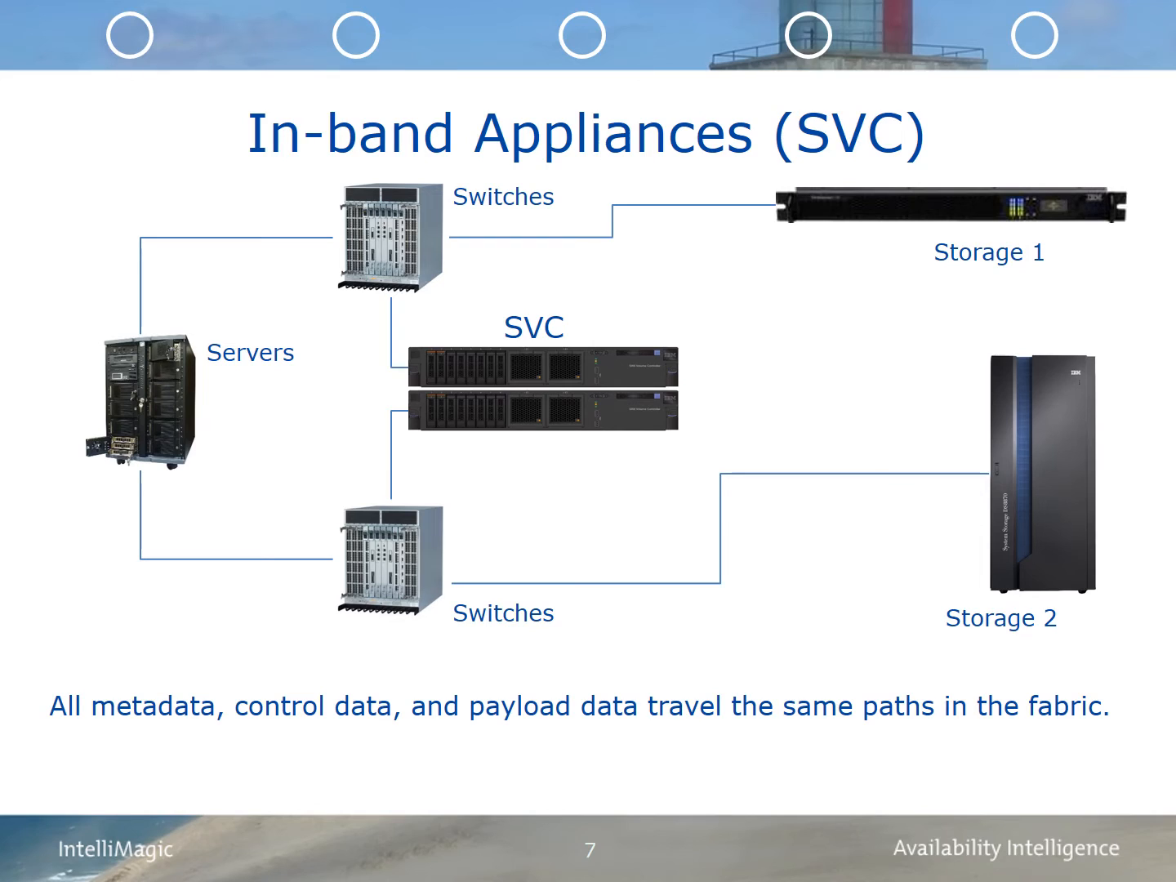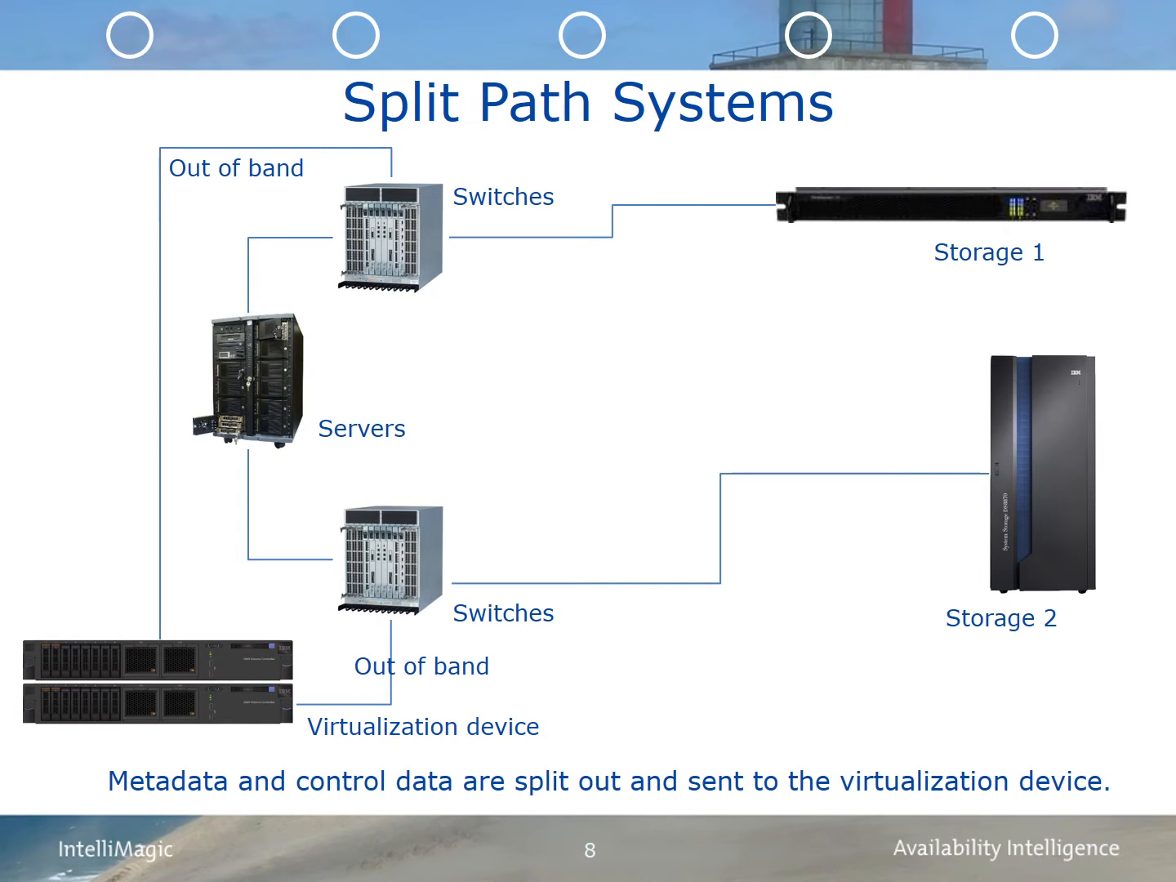If the data requested by the host does not reside within the SVC's cache, the SVC requests it from the backend storage array. A detailed discussion of the read and write paths for different types of I/O will be discussed in a cache section. Another type of virtualization system is a split path system.